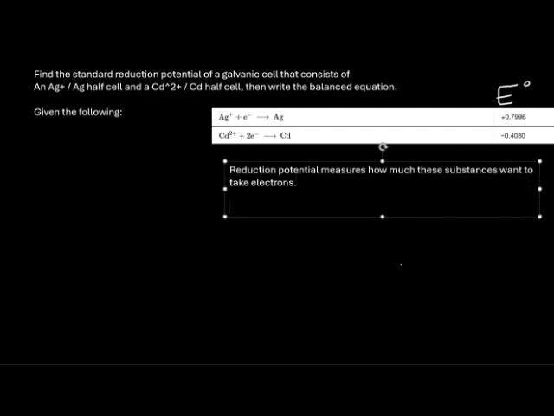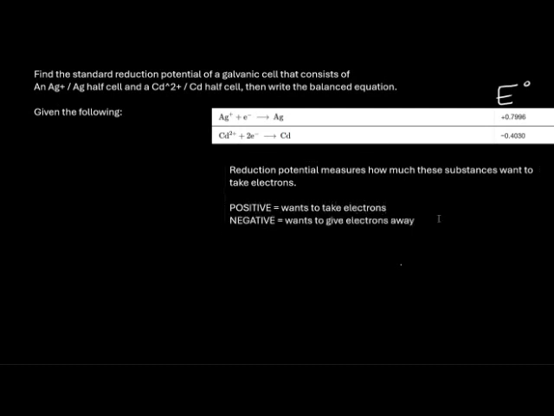Some reduction potentials are positive and others are negative. Positive reduction potential means that that substance would like to take electrons. Negative reduction potential means that it doesn't want to take electrons and is more likely to give them away. In a galvanic cell, what's going to happen is that the substance that wants to take electrons will succeed, and the substance that does not want to take electrons will give them away.